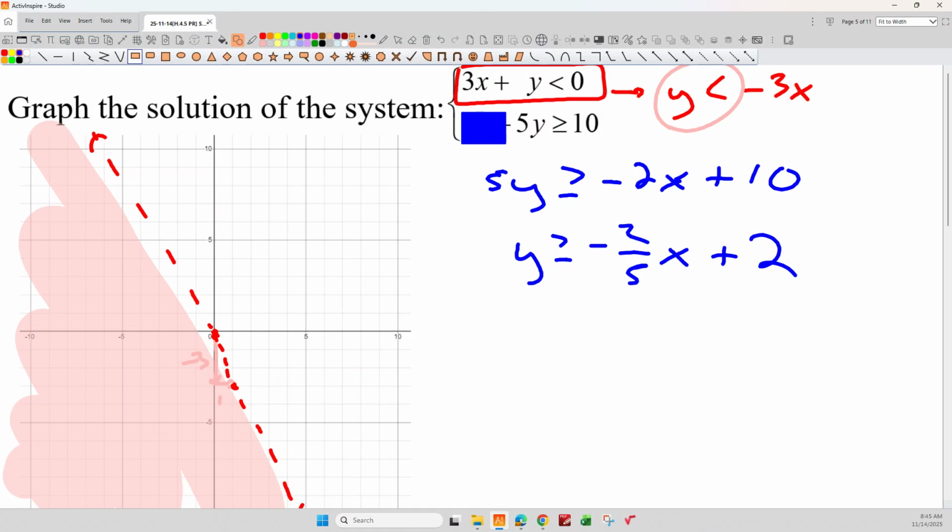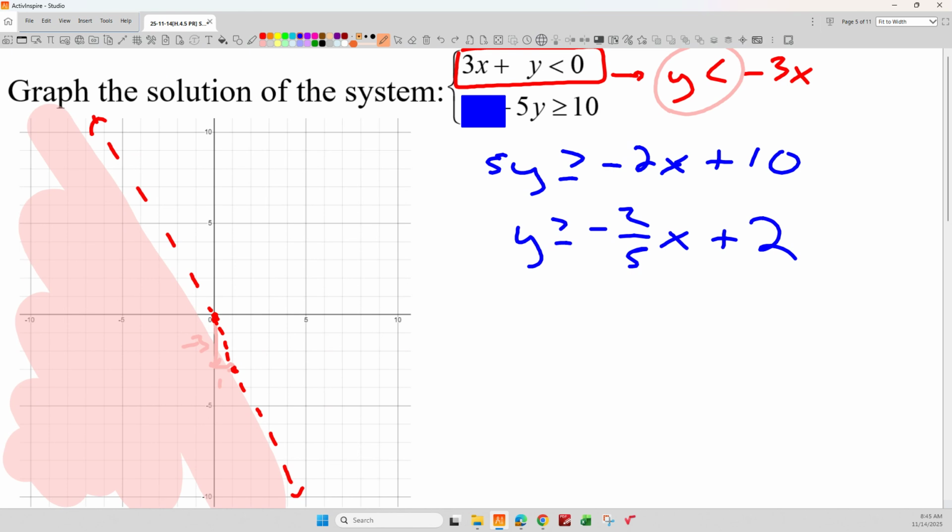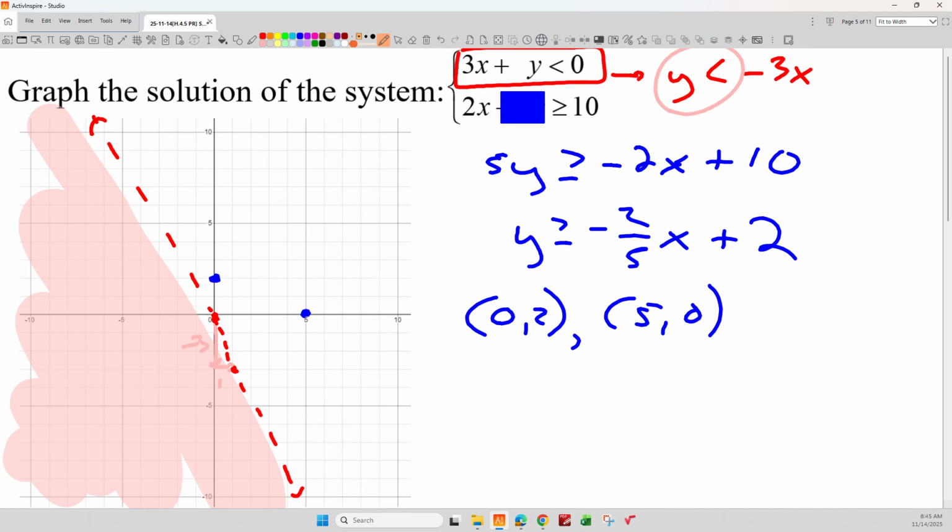So what is our y-intercept then? Yeah, 2. Good, that's a plus, isn't it? Yeah, 2. Okay, so we get a y-intercept of 2. So we have the point 0, 2. So right there. And my x-intercept is 5. What kind of line am I using to connect my 2 points? Solid line.